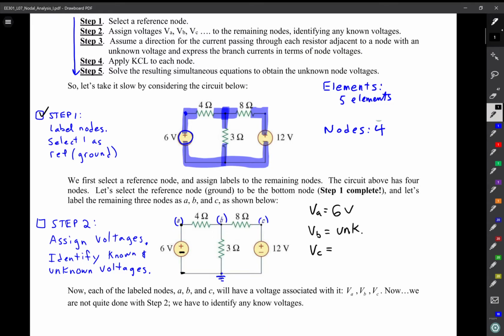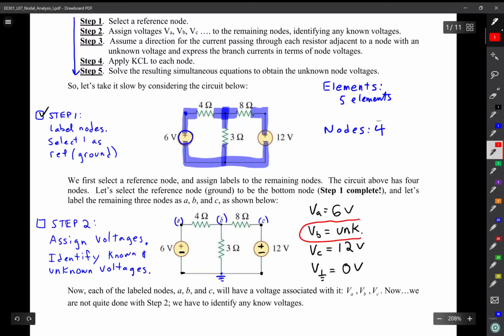Well, again, if this is the negative that represents the ground point, the plus side is at node C, and the potential across that from C to ground must be 12 volts. So I know what that voltage is. And then finally, if I want to be very specific, the voltage at ground is defined as 0. So of those 4 nodes, how many of them are unknown? Well, it's only VB, and that's my unknown node voltage. And I'm done with step 2.